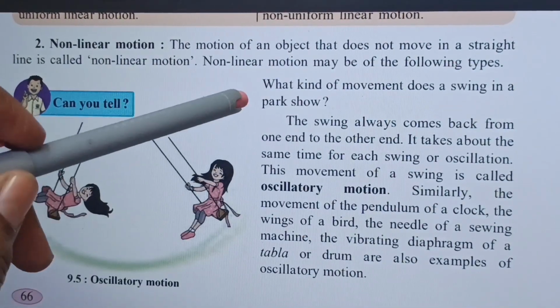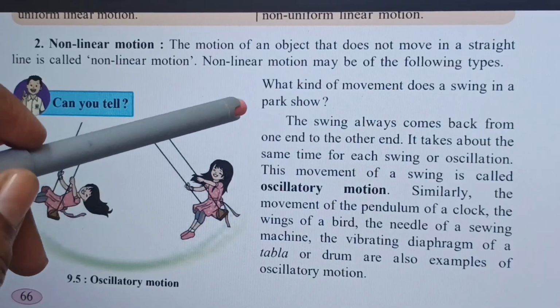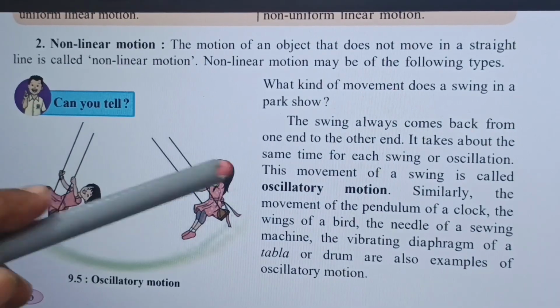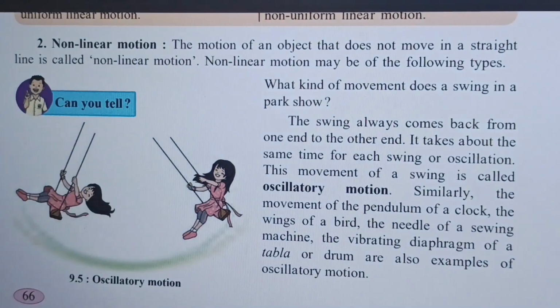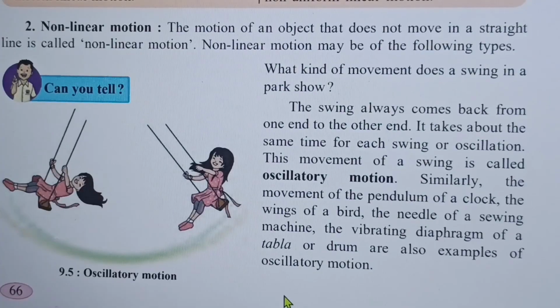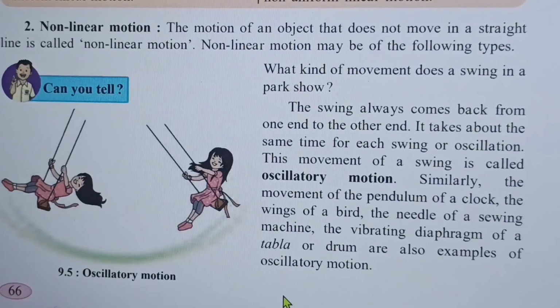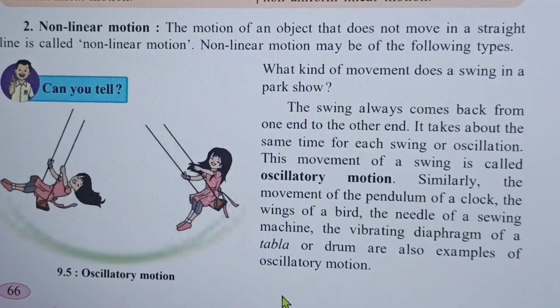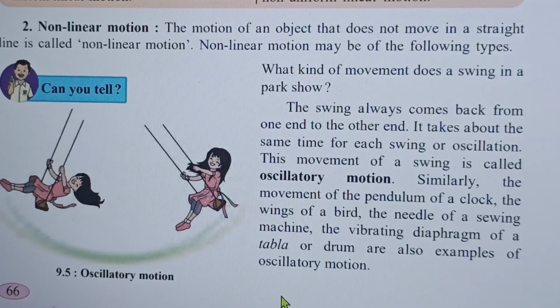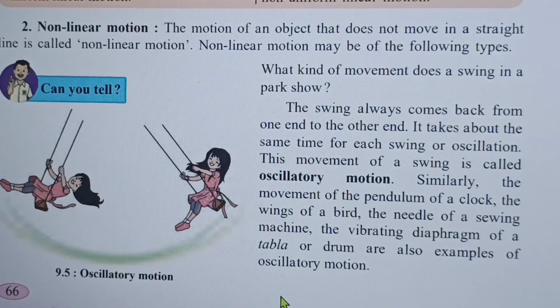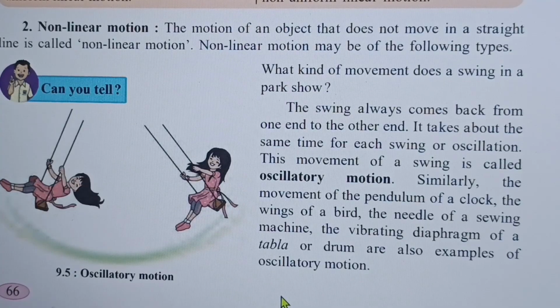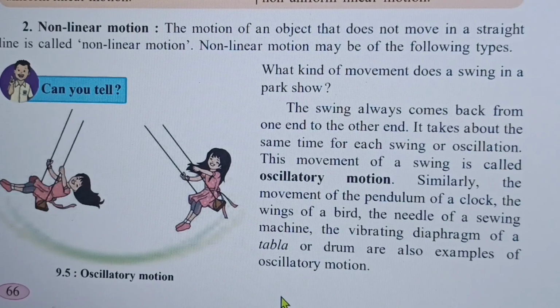Let's see, what kind of movement does a swing in a park show? Here you can see the backward and forward motion, the swing is moving to and fro, again and again coming back to the same position, going from the position and coming back to its same position. So what kind of movement does a swing in a park show? Yes, this is oscillatory motion.